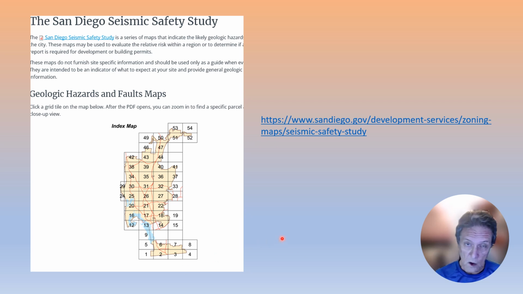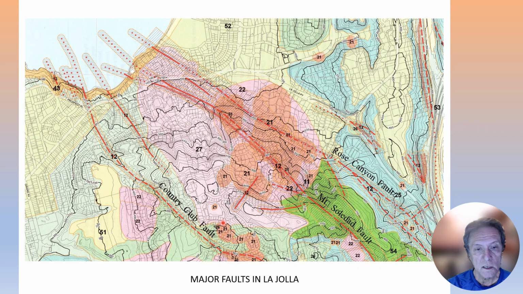In the city of San Diego, we have a series or a set of maps prepared by the city, which are collectively known as the seismic safety study maps. This is the San Diego area arranged into a grid of map tiles, they're called, and each one of these tiles gives you geologic information. The orange areas labeled as number 21 mean landslide prone areas.